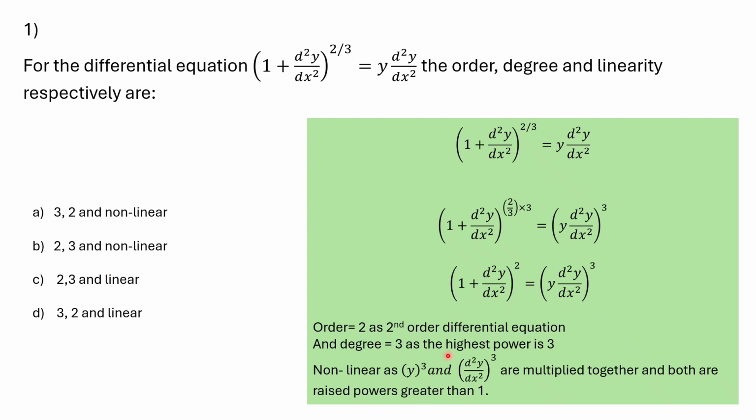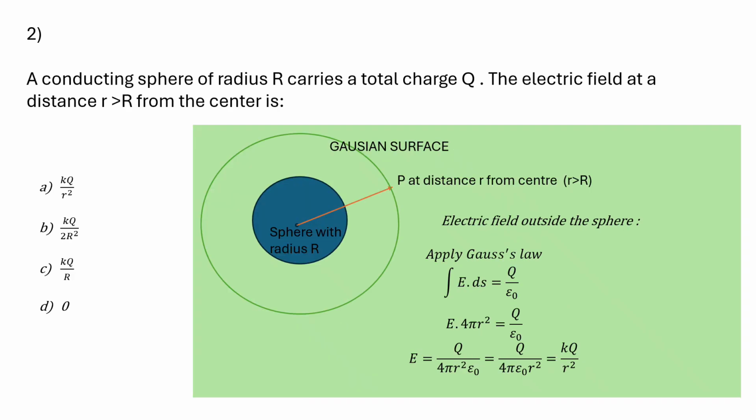Then here we can see that y cube is multiplied with (d²y/dx²) whole cube. Because these are multiplied together and both are raised to powers greater than 1, this can't be linear. So this is a non-linear differential equation. And so option B, which says that order is 2, degree is 3, and non-linear, is the right answer.